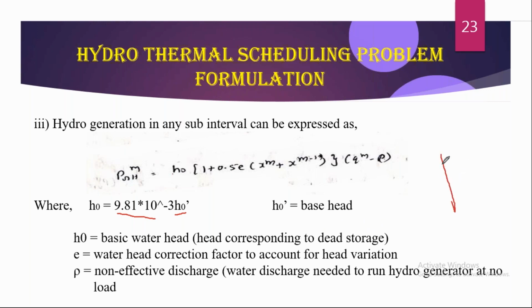Suppose it is a dam, here the base head, it is called the base head. Based on this base head, how much water should be discharged from the dam, that parameter is given by this equation, that is, the hydro generation in subinterval parameters.